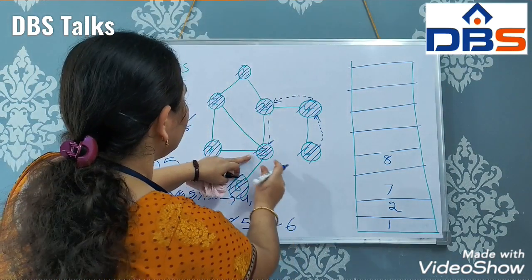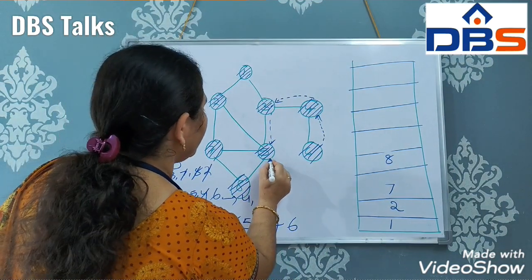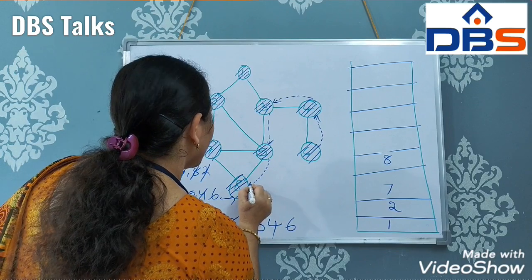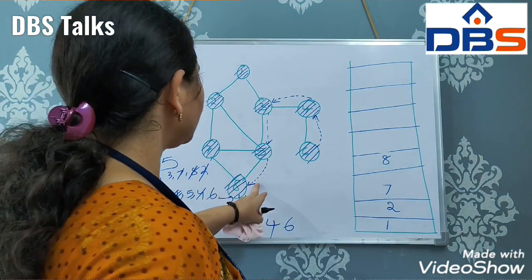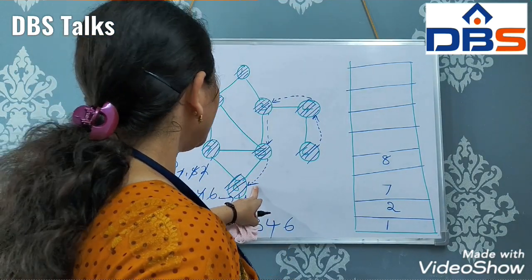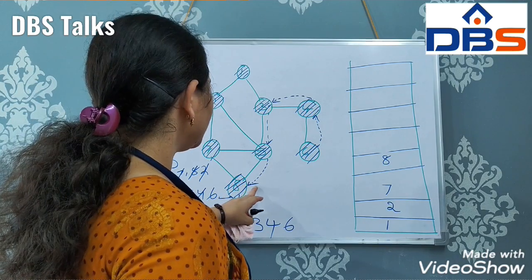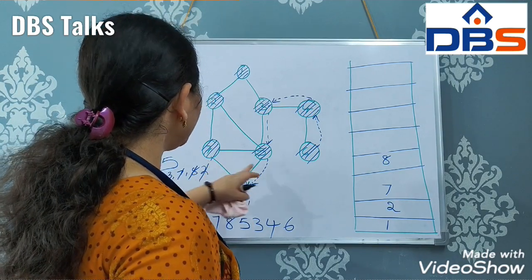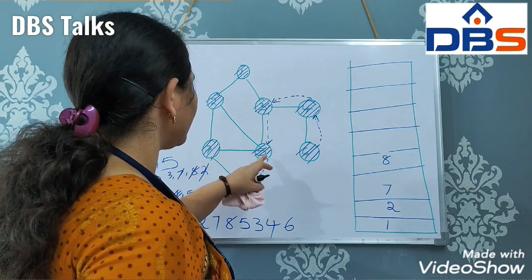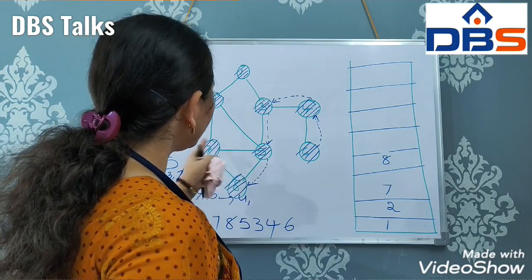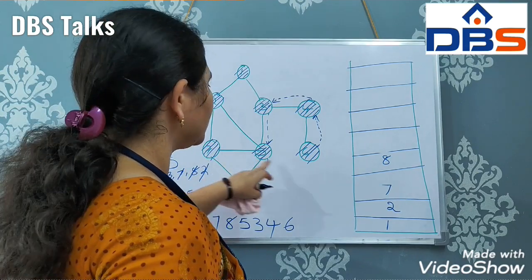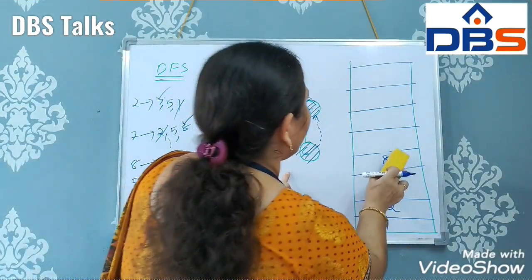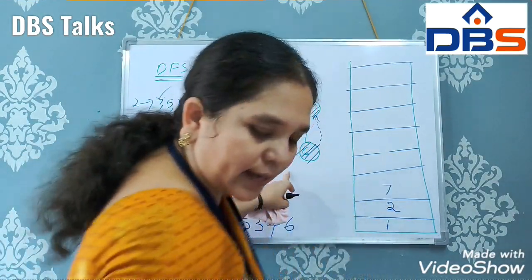Then we will go for the next element. What is the next element? We will go for backtracking. What is the next element? 8. So 8 is already visited. How many adjacent vertices does 8 contain? 7, 5. These are all adjacent visited vertices. So then we can pop 8 from the top of the stack.